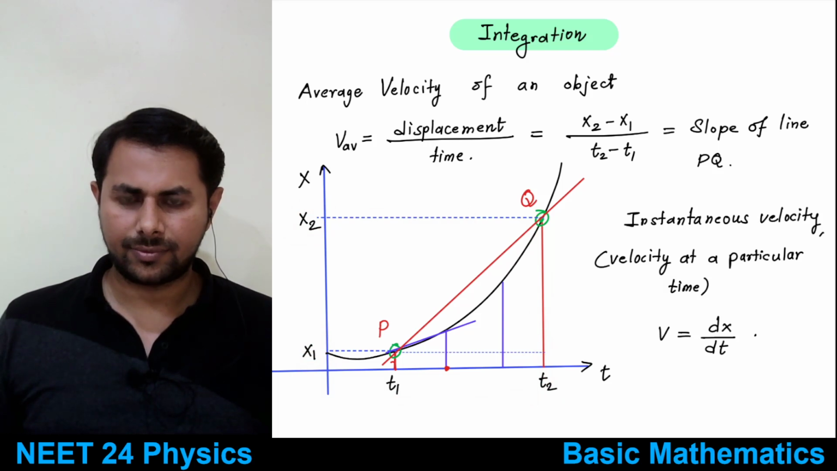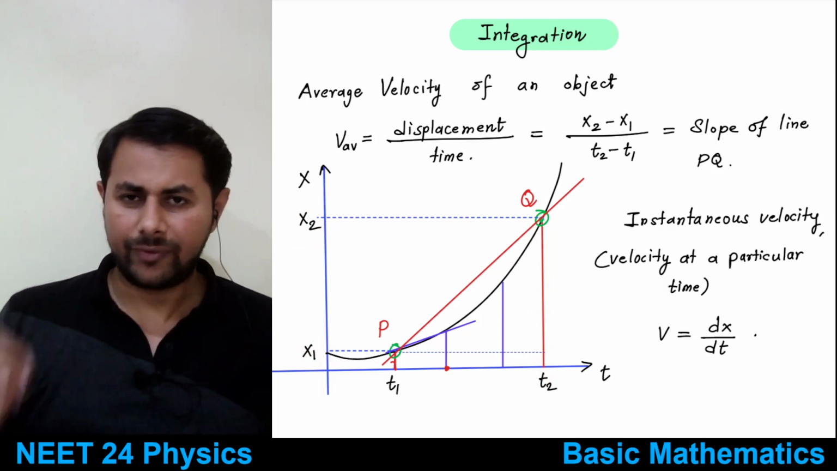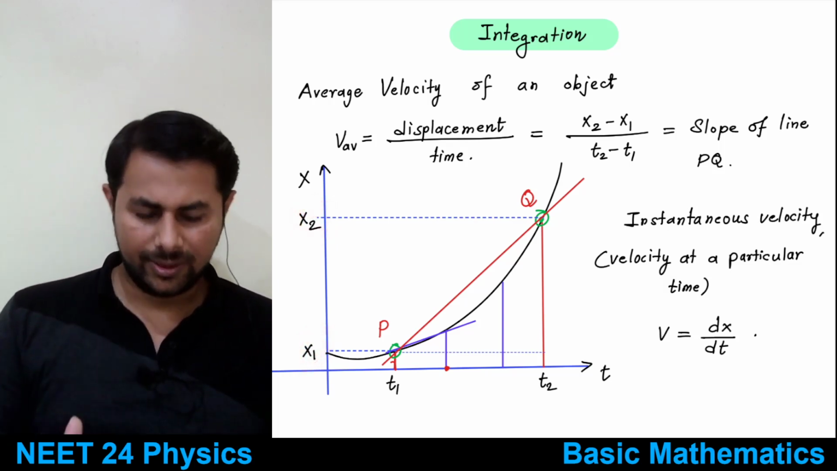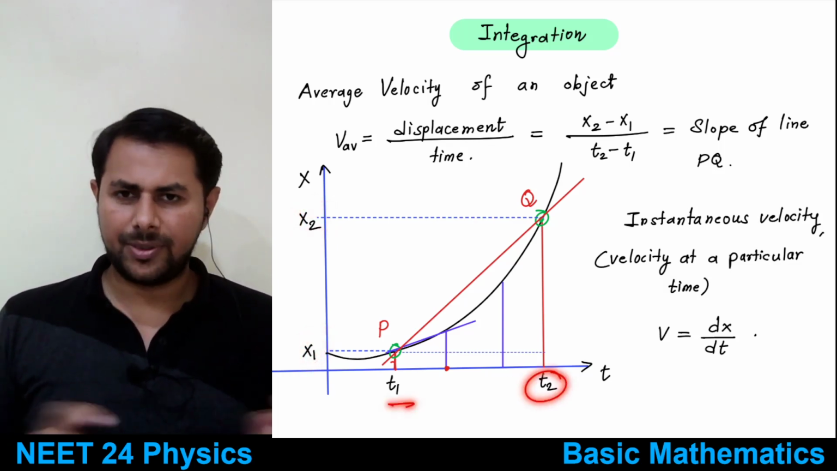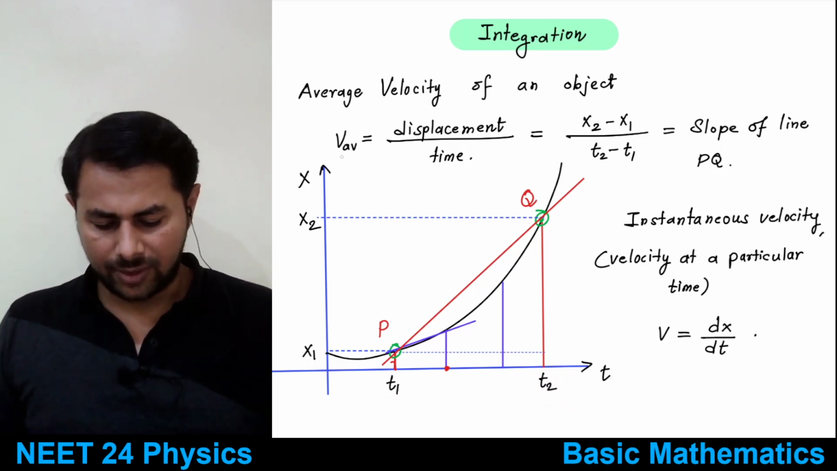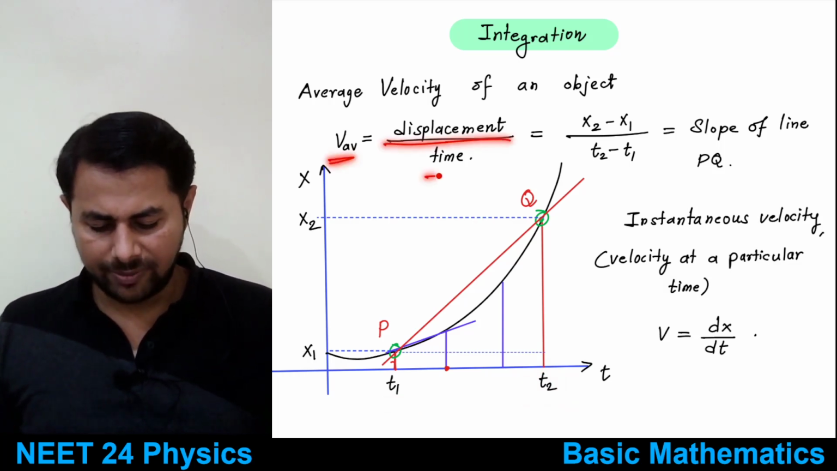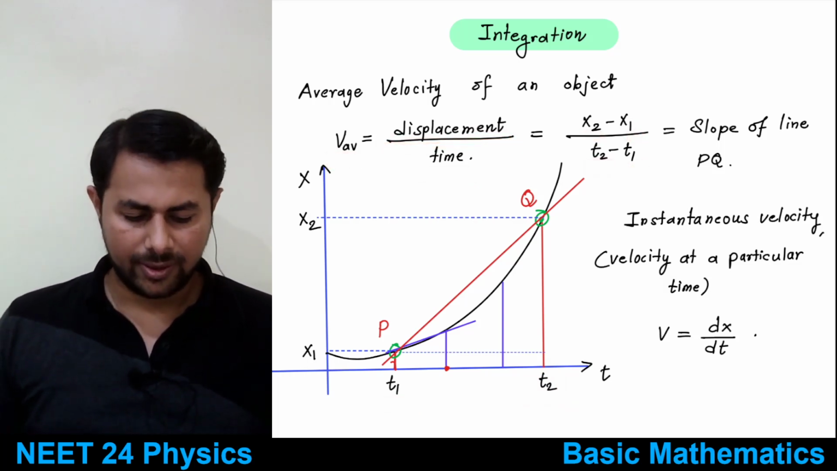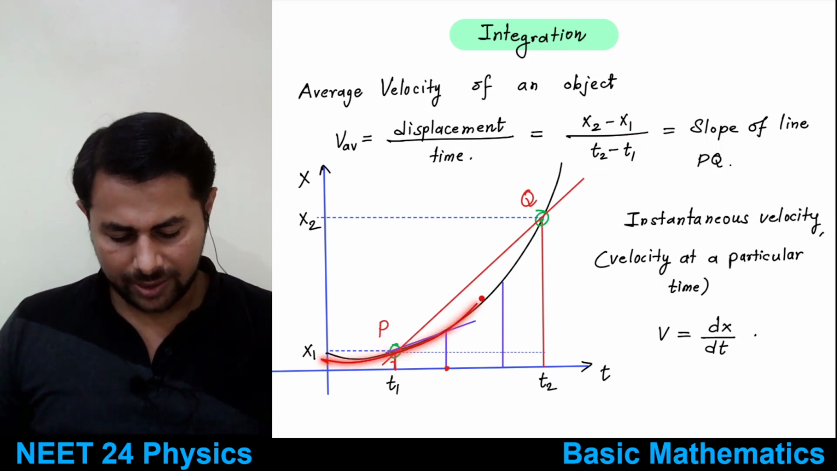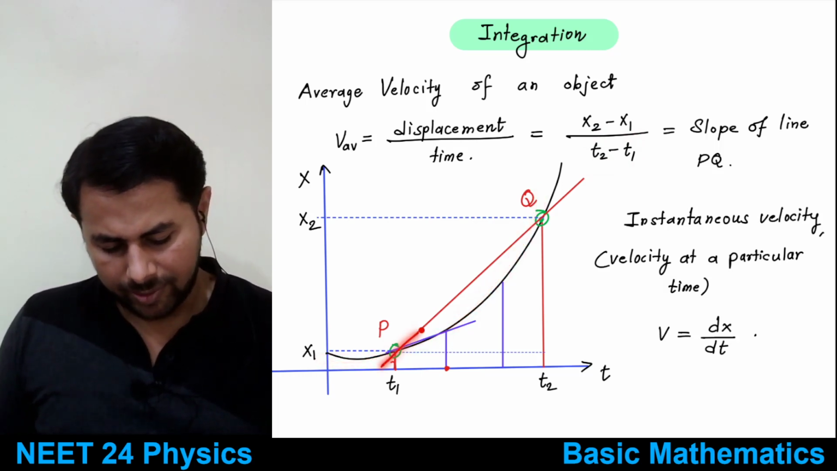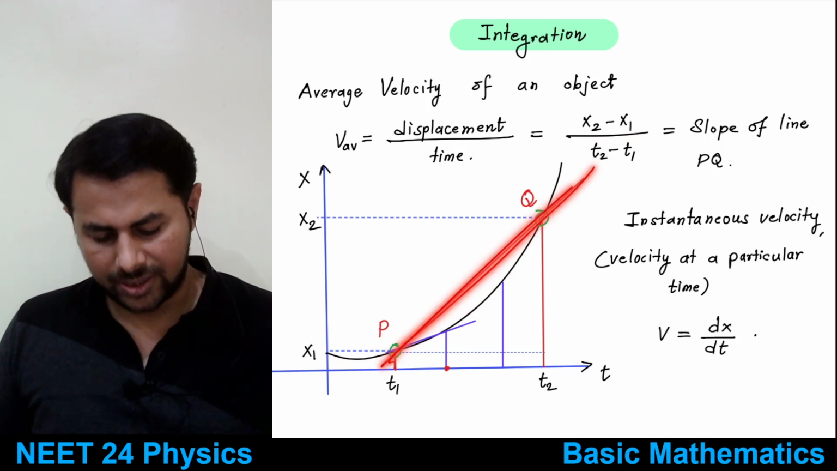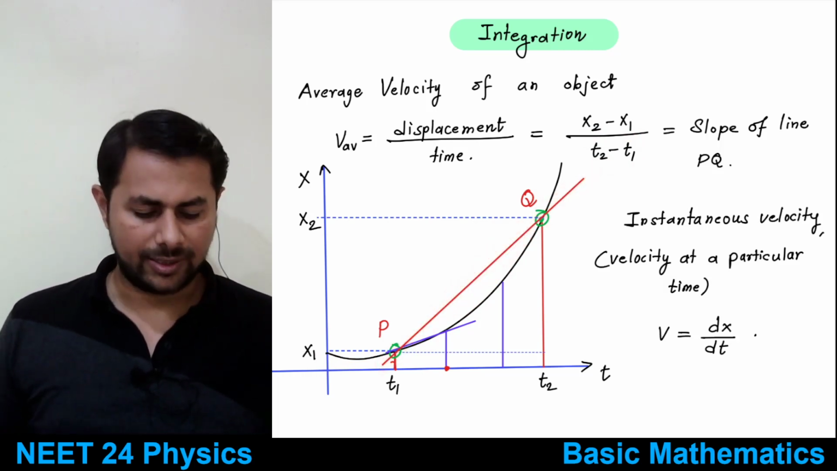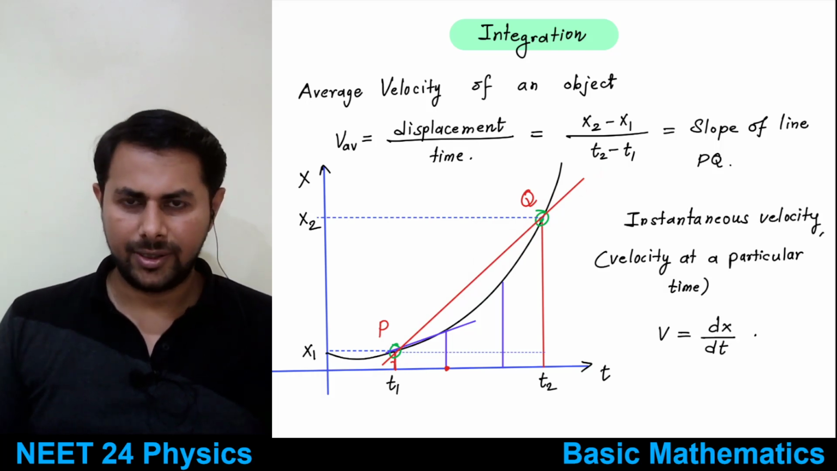And what is my average velocity? It is the difference in position, x2 minus x1, divided by the difference in time, t2 minus t1. So average velocity, v average, is displacement by time, that is x2 minus x1 divided by t2 minus t1. And if you see that here, it is the slope of this line, which is known as the secant line.